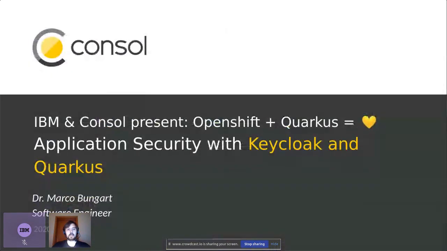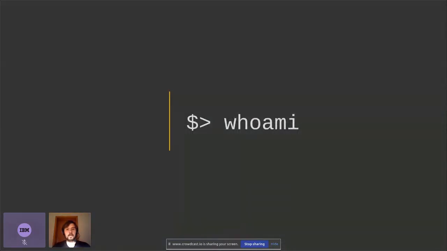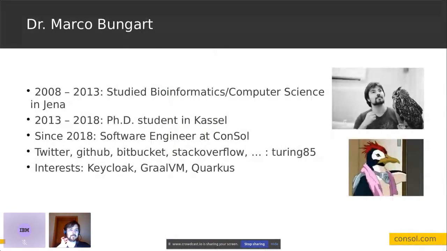Before we start, I would like to introduce myself. I'm your speaker today. My name is Marco Bungert. I studied bioinformatics and computer science from 2008 to 2013 in Jena, Germany. From 2013 to 2018, I was a PhD student in Kassel. And since 2018, I am a software engineer at ConSol. If you want to contact me on social media, Twitter, GitHub, Bitbucket, Stack Overflow, whatnot, just look for Turing85, normally coupled with this little image of the penguin. The chances are pretty high that's me.